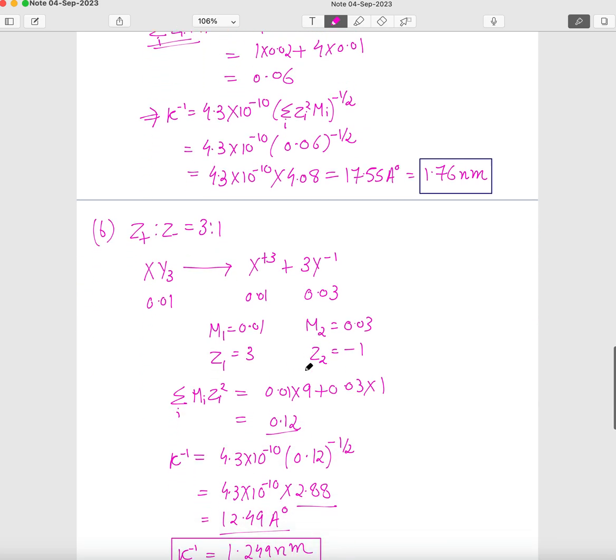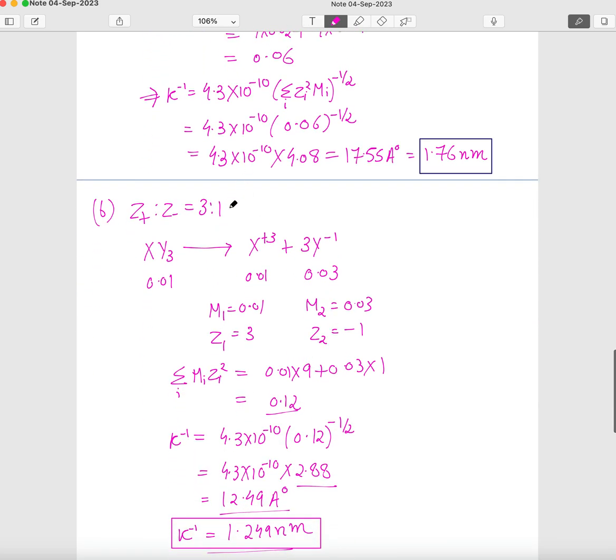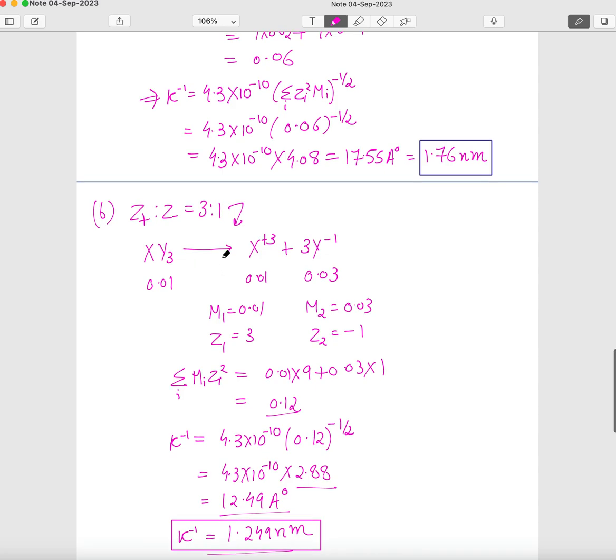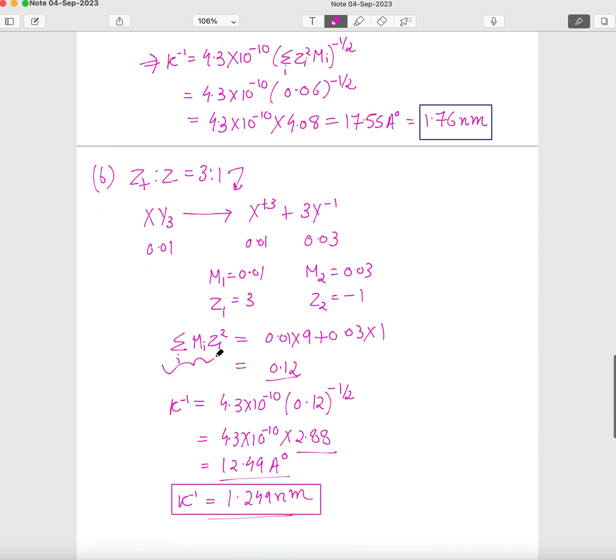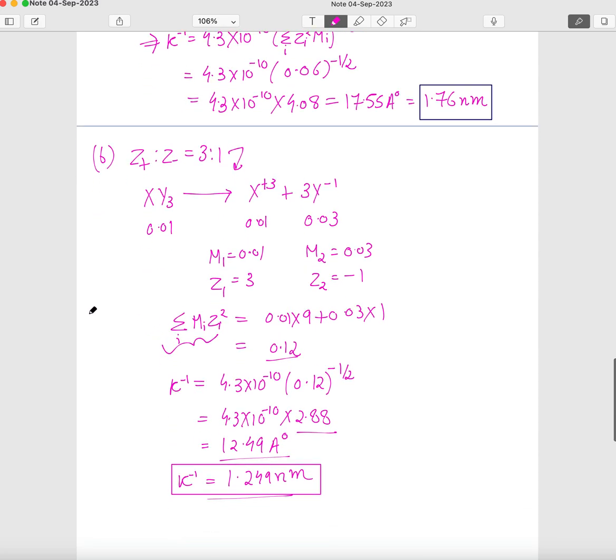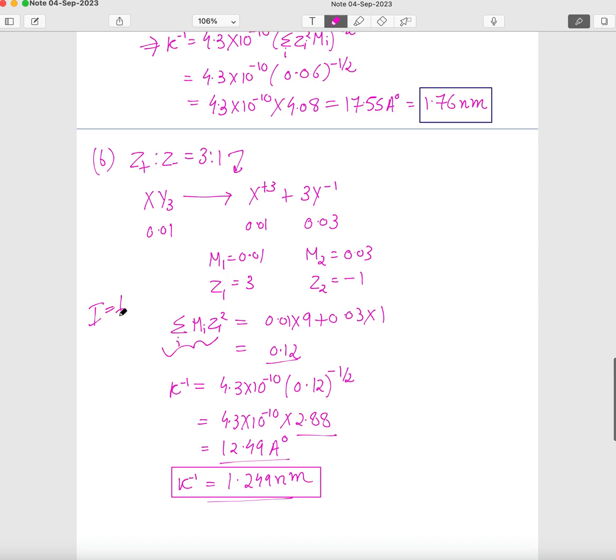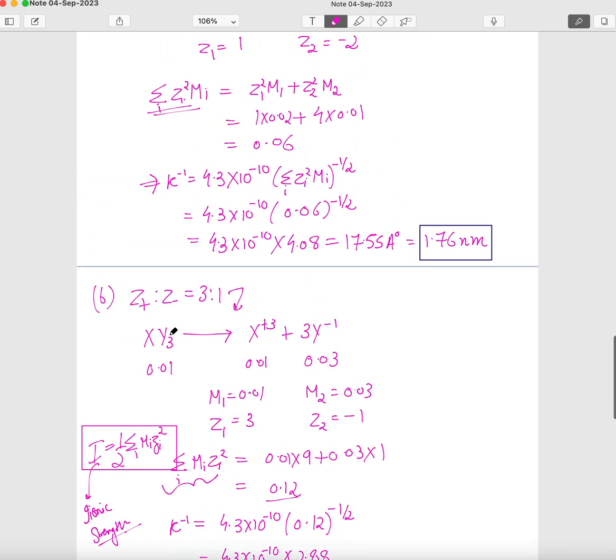This is very important: how to find what is called the ionic strength. The formula for ionic strength is sigma over i of mi zi square. That is what we call ionic strength.